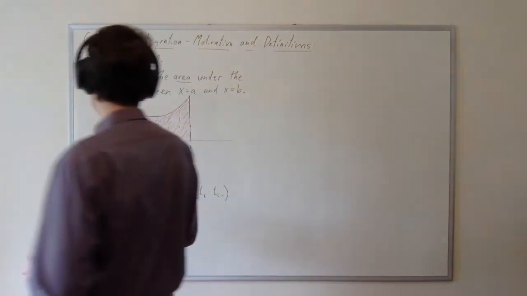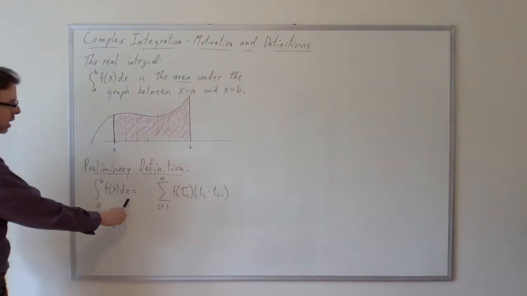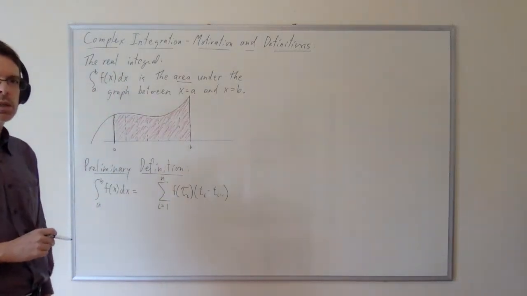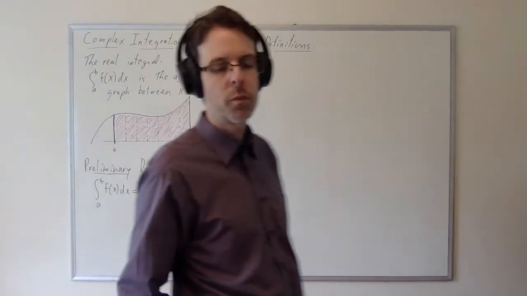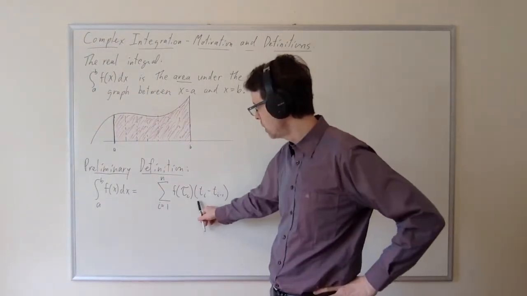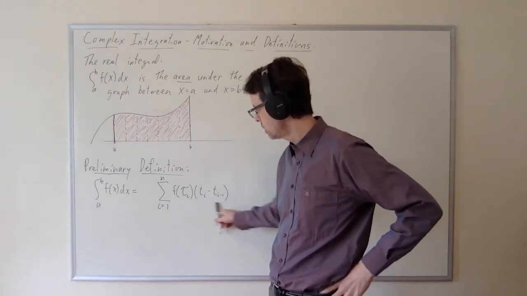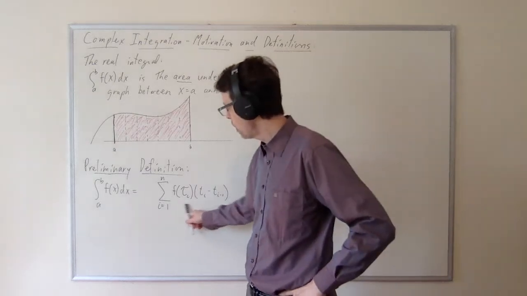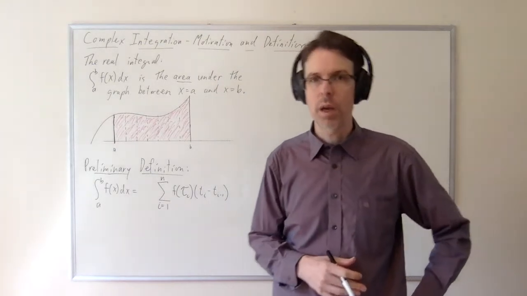The preliminary definition of the integral from a to b of f of x dx is going to be this summation. This summation is a Riemann sum, and it might look a little different from the formulas that you've seen, but it's basically the same thing. This is what we treat as delta x, the difference between some endpoints. And f of tau i is going to be the function value at some point.